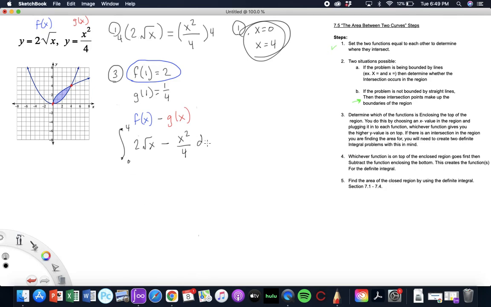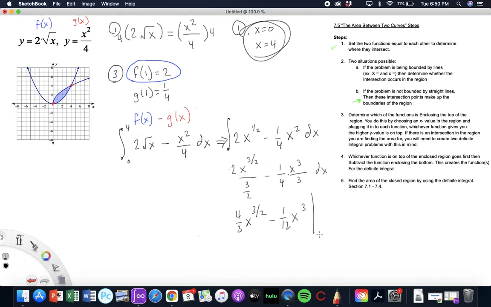Okay, so now I'm going to take the indefinite integral of this, well, ultimately definite integral, but I still have to figure out what this is. So let's see, 2x to the 1/2, and I'm going to rewrite this as 1/4 x squared. Same kind of thing, so I'm still working on the integral here. If I were to write it all out, that would be 2x to the 3/2 over 3/2 minus 1/4 times x to the 3rd over 3. Okay, so if I clean this all up, it's kind of a jumbled mess right now. I would have 4/3 x to the 3/2 minus 1/12 x to the 3rd. And I still have to take the definite integral, right?